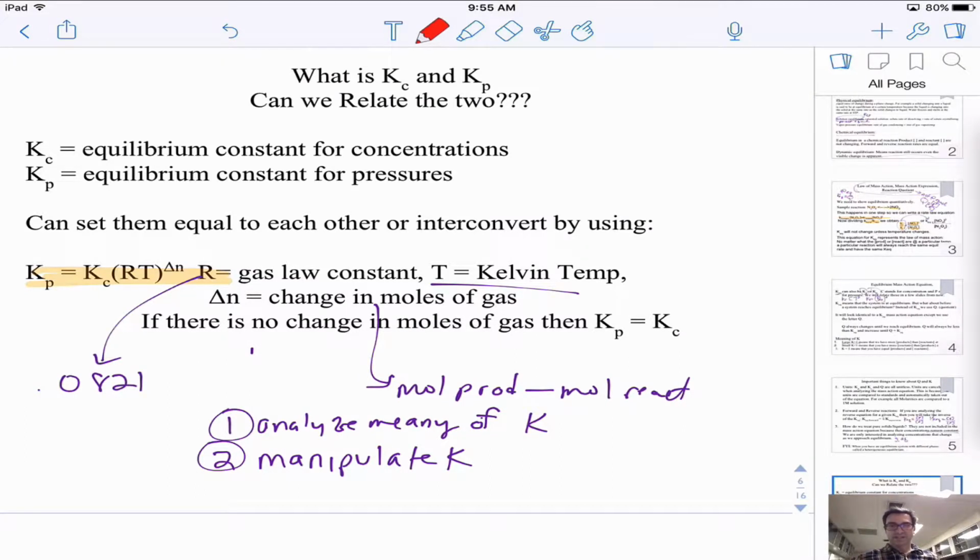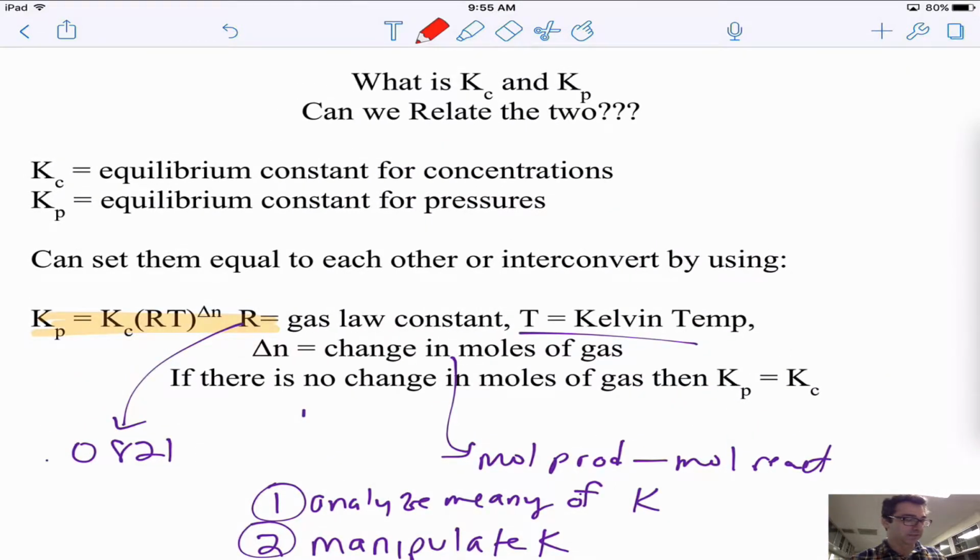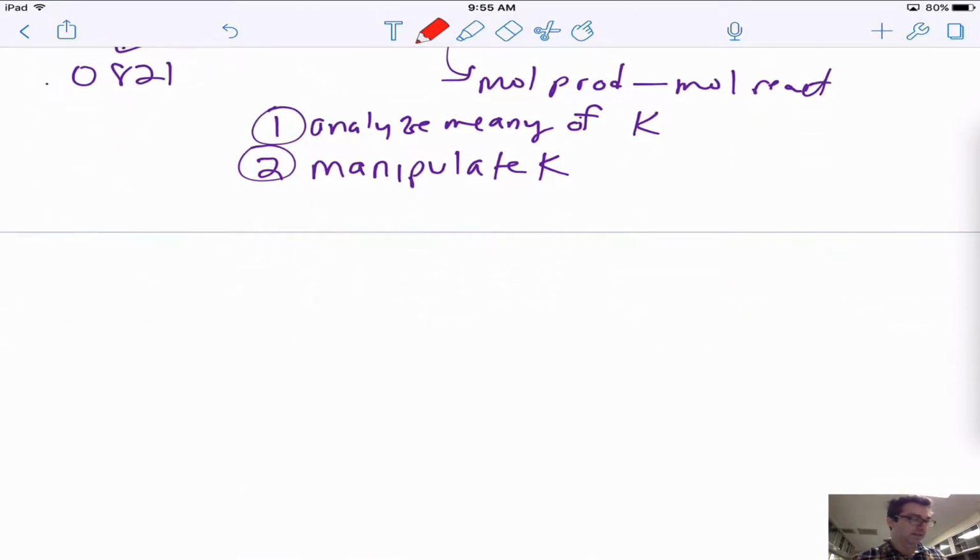Alright, welcome everybody. So today I'm going to talk to you about how to solve equilibrium problems. Something that I wanted to put in the last video, but I didn't get a chance to, were graphs, because that does come up sometimes. And so let me show you what I mean by that.